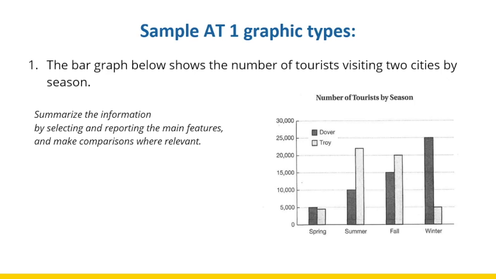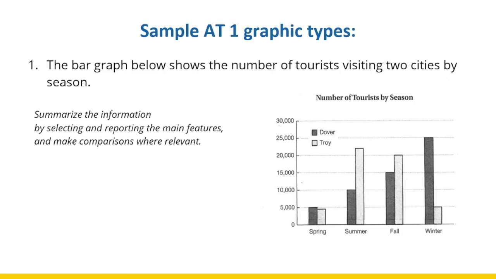And here we have also a requirement that will always ask you to do the same thing: to summarize the information by selecting and reporting the main features and make comparison where relevant. So you have to make sure you summarize the most important information in the graphic you see. So here we have a bar chart, and you're only going to select and report the most important details and make comparison between them. So here, for example, we have number of tourists by season, and we have two cities.